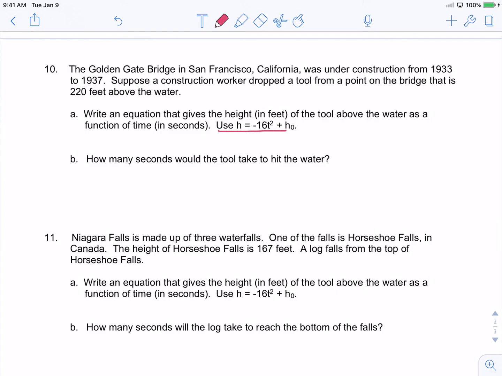So a construction worker dropped a tool from a point on the bridge that was 220 feet above the water. It's pretty high above the water. It says write an equation that gives the height of the tool above the water as a function of time. Now we're using this equation. Remember, the h represents the end height. T squared is time. The other h with the little 0 is the beginning height or the starting height.